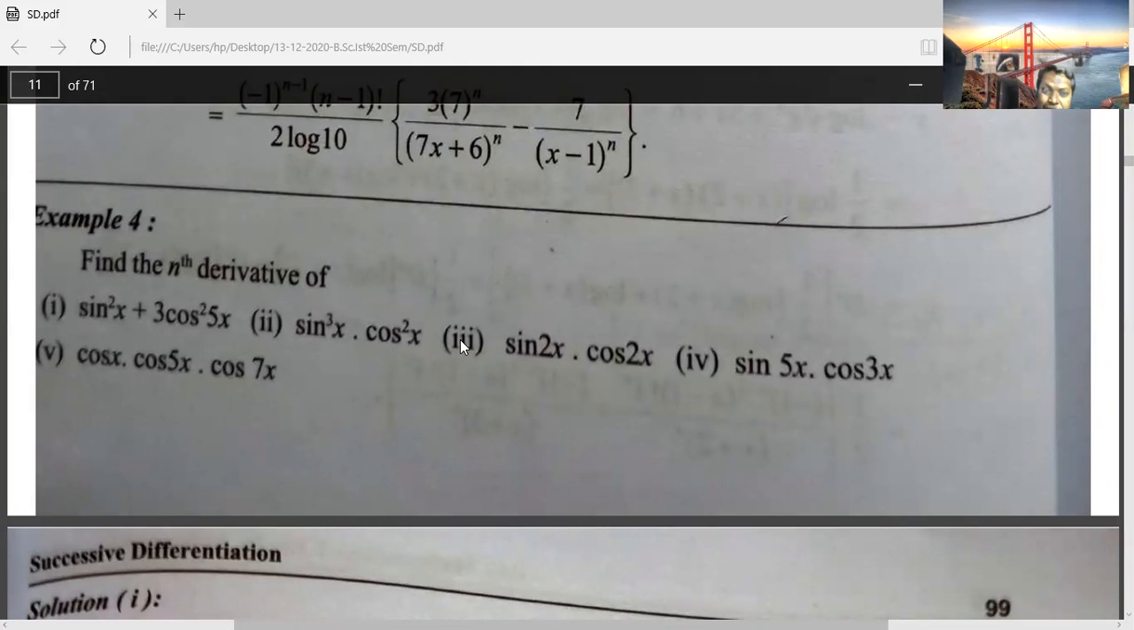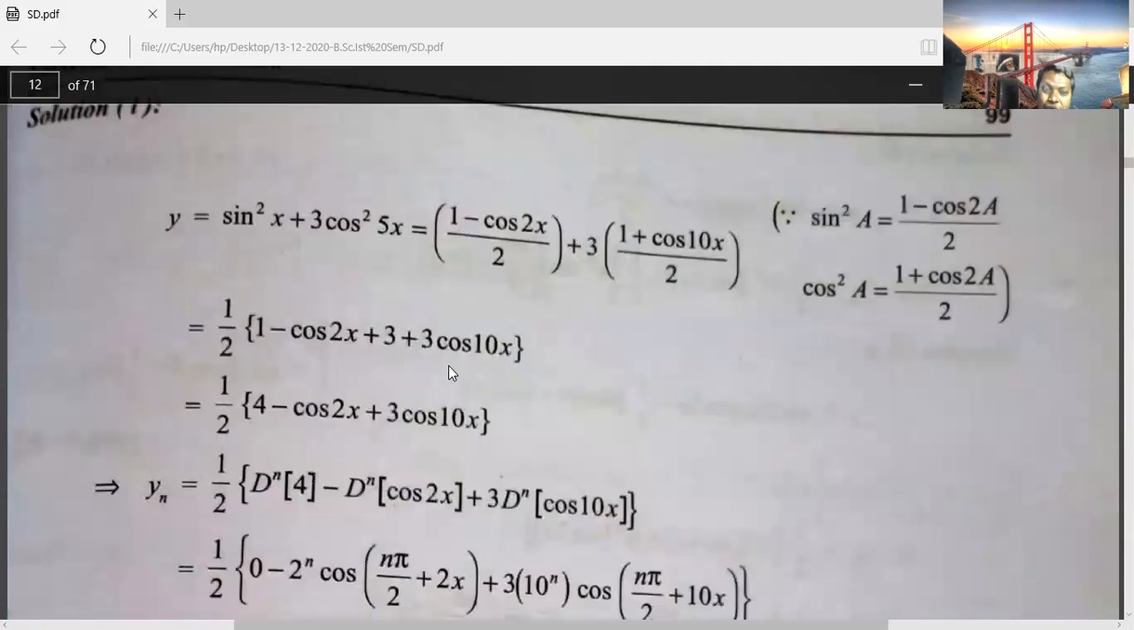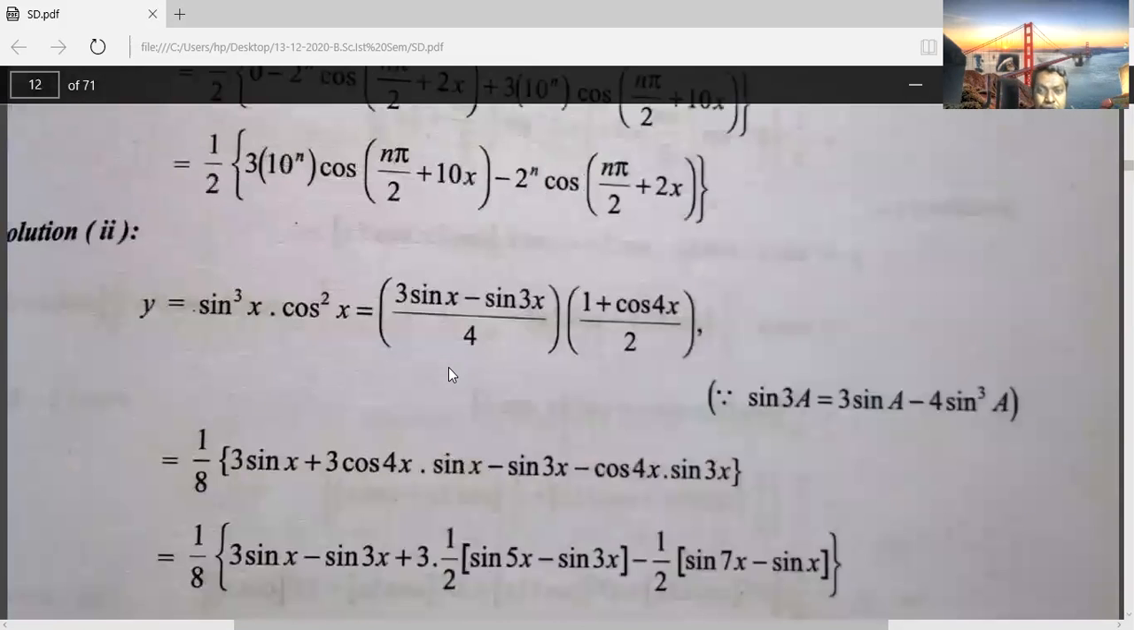Now the second one is: find the nth derivative of sin cube x into cos square x. That we will discuss from there onwards. You have to discuss it. Now you should see here, sin cube x into cos square x is there.